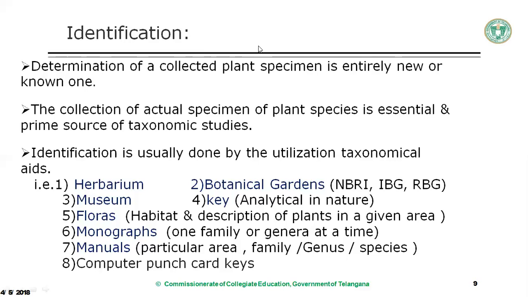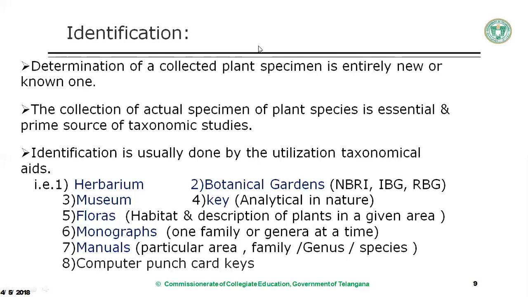Next, the fourth one, key. A key is a kind of analytical taxonomical aid. Plants and animals are recognized based on contrasting pairs of statements or contrasting pairs of characters, known as keys.